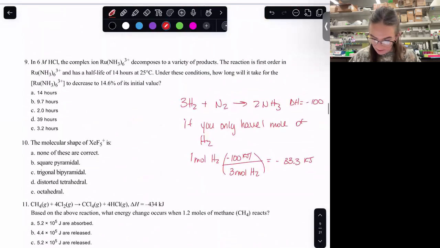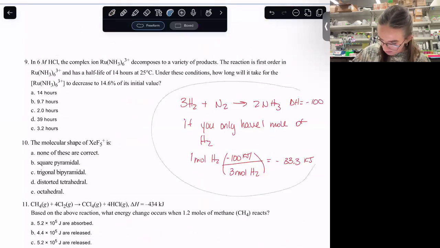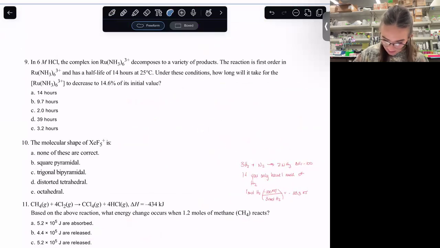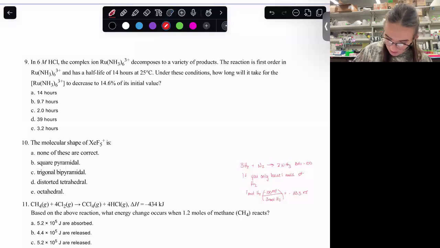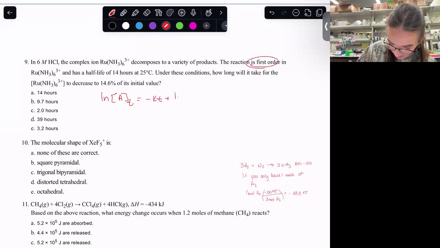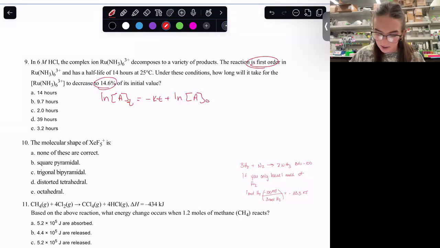For number 9, this is kind of like integrated rate laws. So we know that this is a first order reaction. So we know that ln of A_t is equal to negative kt plus the ln of A_0. So we're looking for it to decrease to 14.6% of its initial value. So you can use this integrated rate law and the half-life. We know that T1/2 is equal to ln of 2 over k.